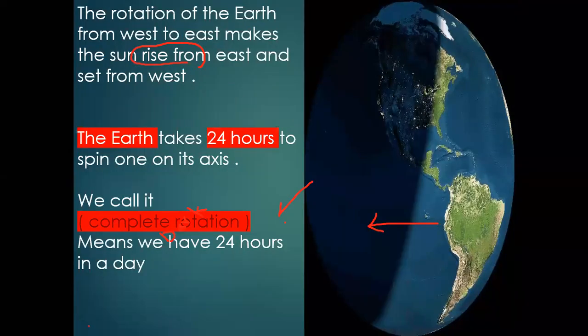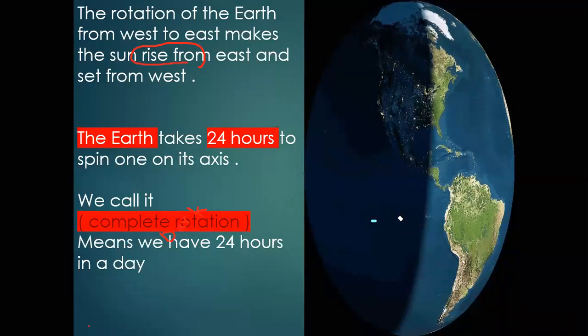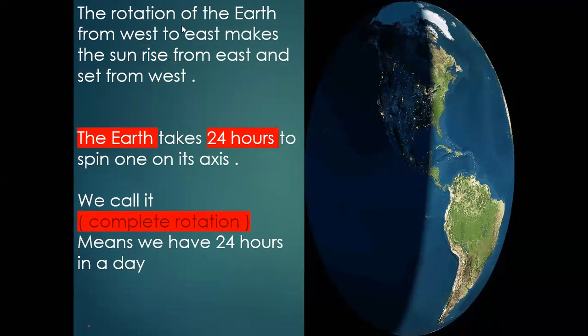Here we will take this part of the movement also of the earth. Look to this picture with me. Okay, the rotation of the earth from west to east makes the sun rise from east and set from west. Okay. Please turn off your mic to make no noise. Jason?